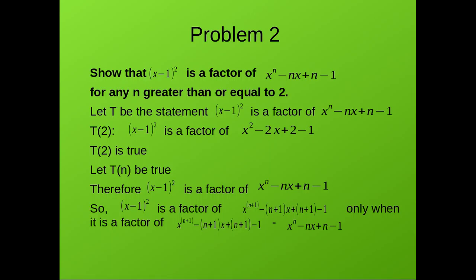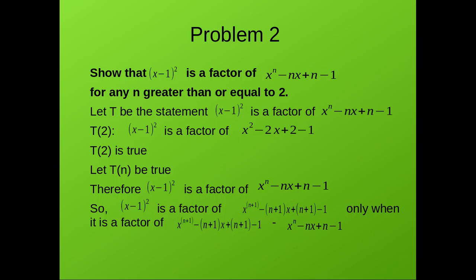We have to show that (x minus 1) whole square is a factor of x to the power n minus nx plus n minus 1 for any n greater than or equal to 2. Now let T be the statement that (x minus 1) whole square is a factor of x to the power n minus nx plus n minus 1. Now we have T2 to be (x minus 1) whole square is a factor of x square minus 2x plus 2 minus 1, substituting n as 2. Now this is always true as this itself is (x minus 1) whole square.